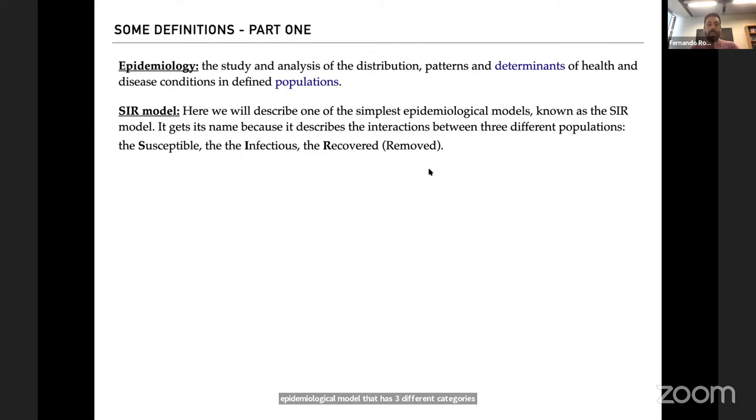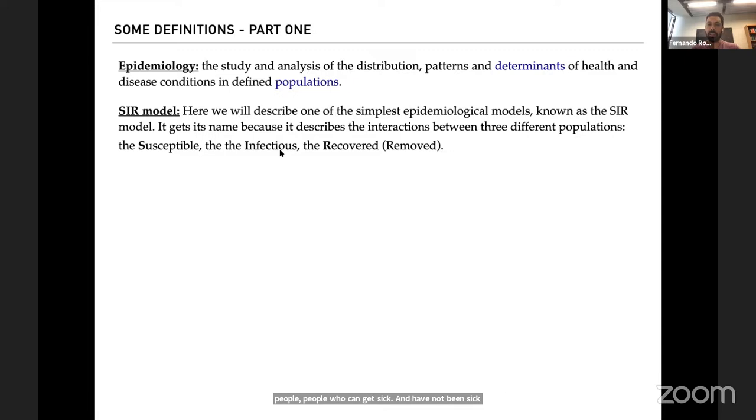What we do is assume that in some particular population, which is isolated from the rest of the world, so you can think of this as an island or something like that, there are three different categories. There are susceptible people, who can get sick and have not been sick yet, and then we can assume that there's another category, which is the infectious.